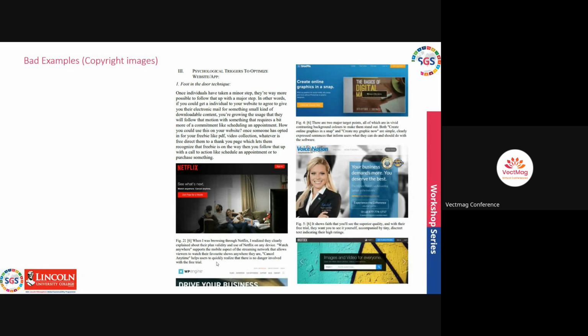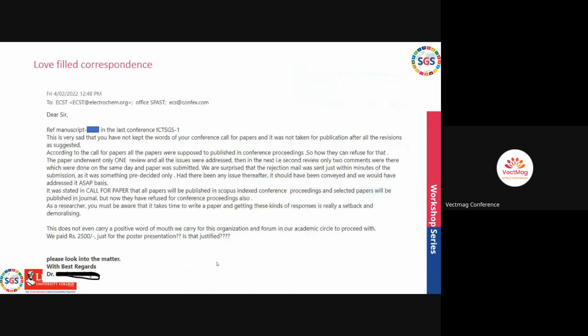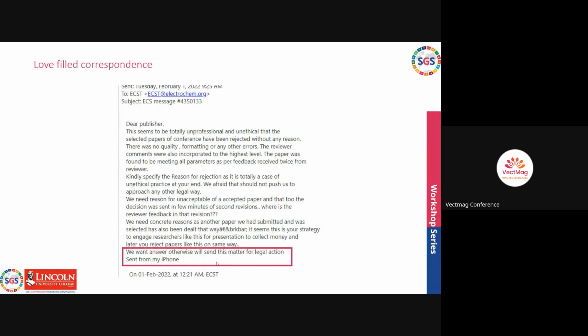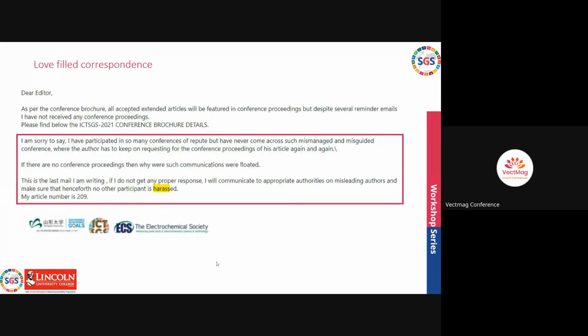So these are the reasons why papers don't get indexed. And then some love-filled correspondence. We will save it for some other time. People wrote really bad mails to me at some point, abusing me. You want answers, we will go for legal action against you. No, you cannot. Unprofessional behavior is your behavior. Your action is going to ensure your paper, your article, you have to improve it. It's not my responsibility as an editor to improve your article, right?